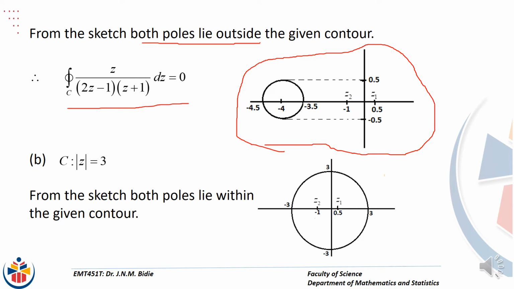B, now we are given a different region. We have to evaluate the same integral, but in a different region. Again, we sketch both poles because we've already calculated them. Note that here it's the modulus of z minus 0 equal to 3.